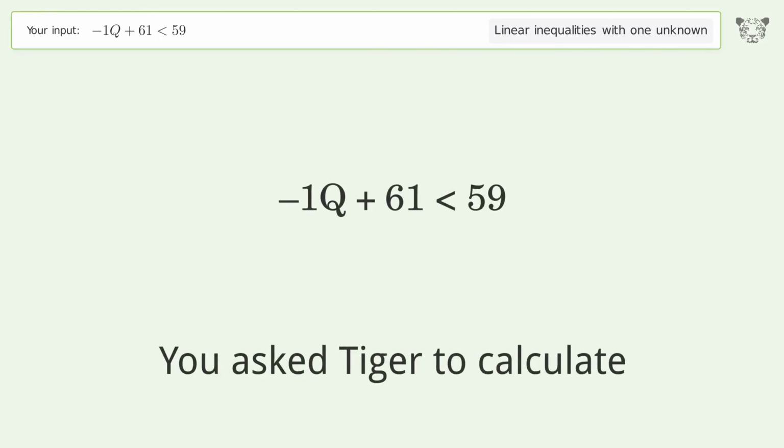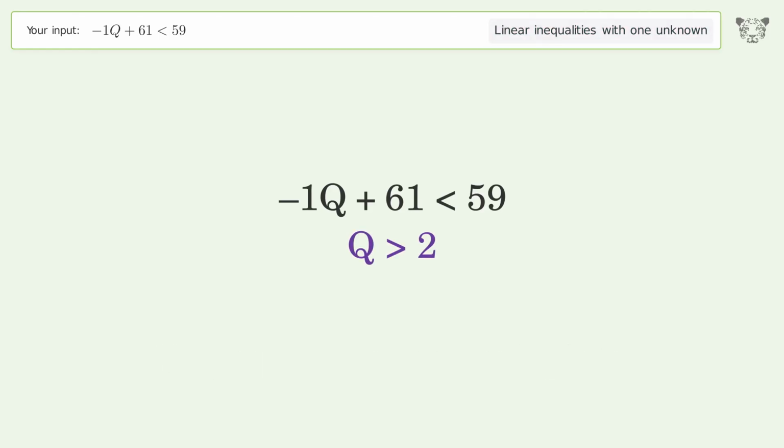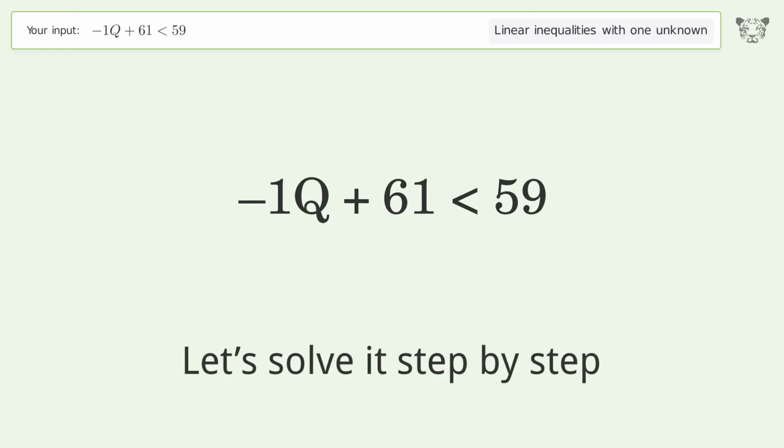You ask Tiger to calculate. This deals with linear inequalities with one unknown. The final result is q greater than 2. Let's solve it step by step.